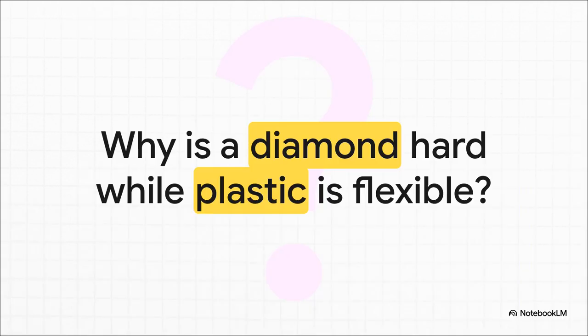So, here's a question for you. Why is a diamond so incredibly hard you can cut glass with it, but the plastic bottle in your fridge is soft and bendy? Well, the answer isn't magic, it's engineering, but on a scale that's almost impossible to wrap your head around. The secret is this hidden architecture, the way materials are put together at the atomic level. And that is exactly what we're going to explore.